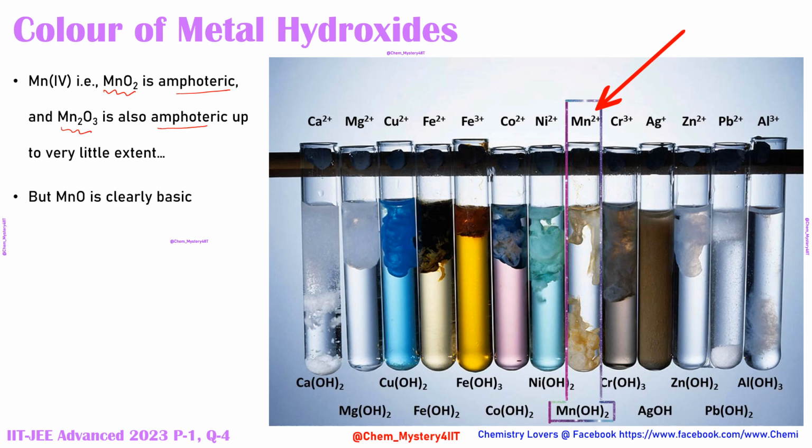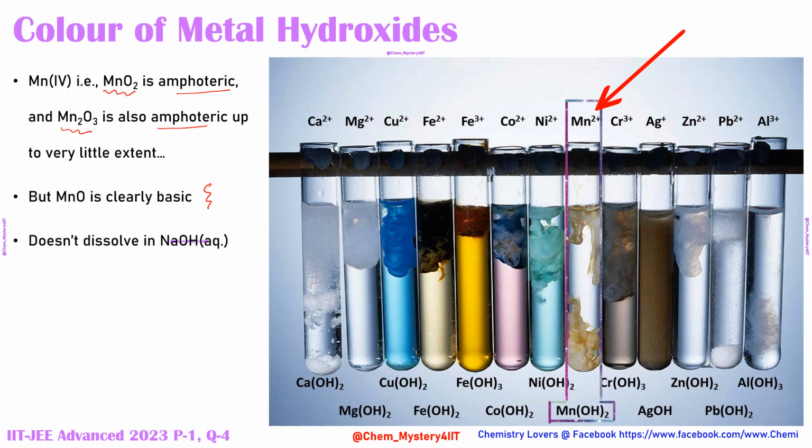But it is amphoteric because it is known to dissolve in acids as well as bases if you keep the concentration of bases quite high. And then MnO, there is no confusion, this is clearly basic, because it does not dissolve in sodium hydroxide, and that is why we are getting the precipitate in this particular question.